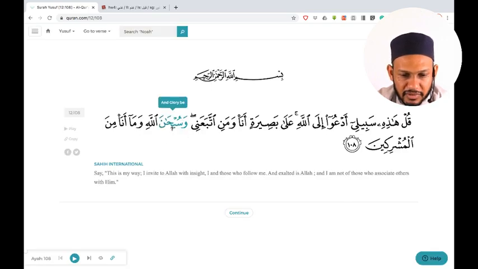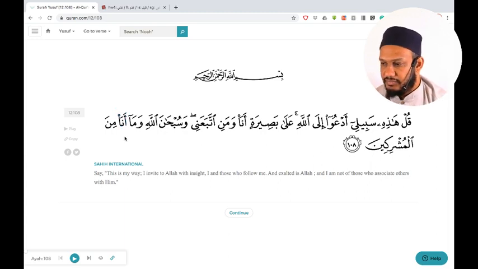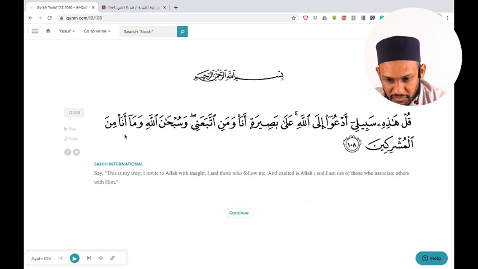You can see, for example, at the end of the verse here, وَسُبْحَانَ وَمَا أَنَا. It's unusual here, they put the little circle on the alif to indicate you mustn't say it long. You must say وَمَا أَنَا مِنَ الْمُشْرِكِينَ. So you make it a short one. Okay, you see another one here. عَلَى بَصِيرَةٍ أَنَا وَمَنِ اتَّبَعَنِي.